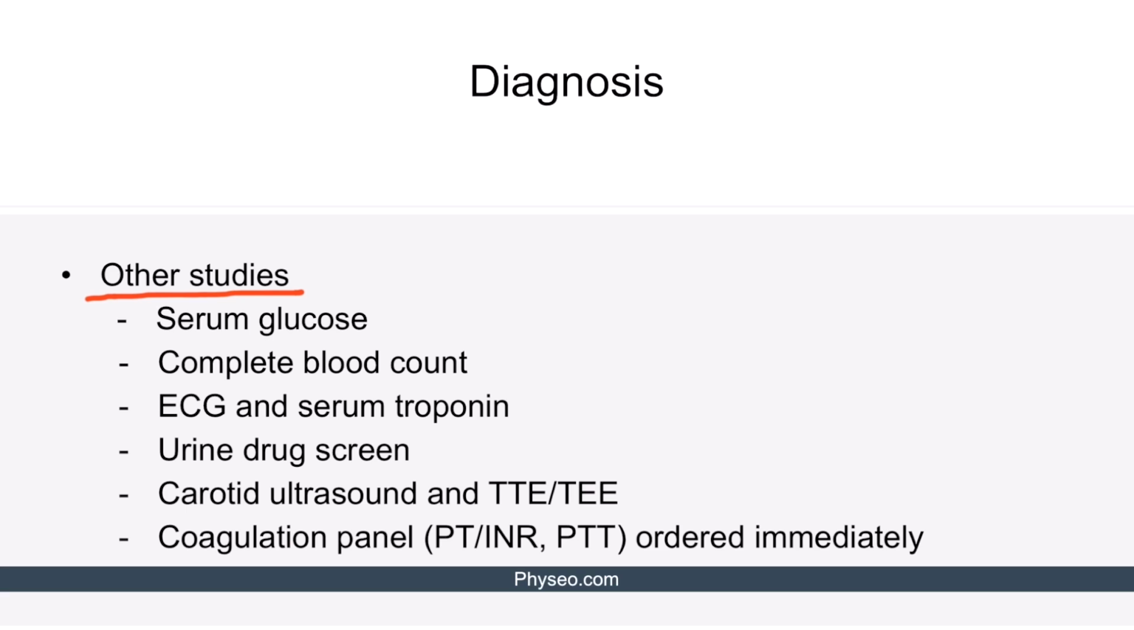Transthoracic echocardiography, TTE, or transesophageal echocardiography, TEE, will reveal if there is any thrombus in the left atrium. Finally, a coagulation panel with PT-INR and PTT should be obtained to determine whether the patient has an increased risk for bleeding in case of thrombolytic therapy. A coagulation panel should be ordered immediately to guide our decision on thrombolytic therapy.